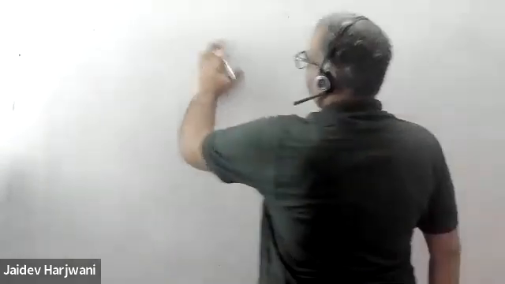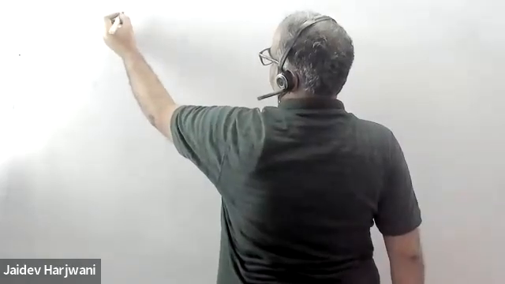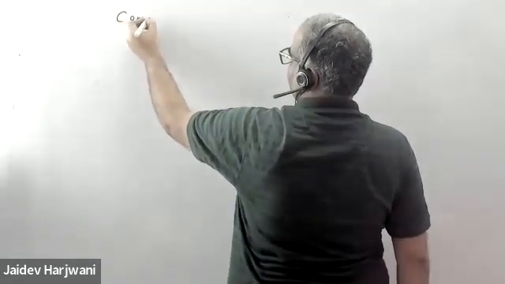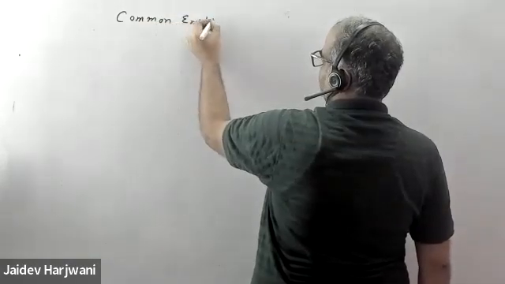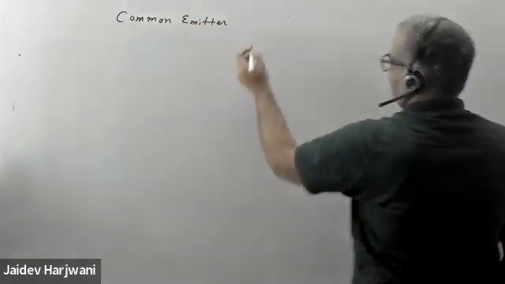So we're continuing our amplifier part. We're seeing different combinations. So this is common emitter. Common emitter bias configuration.